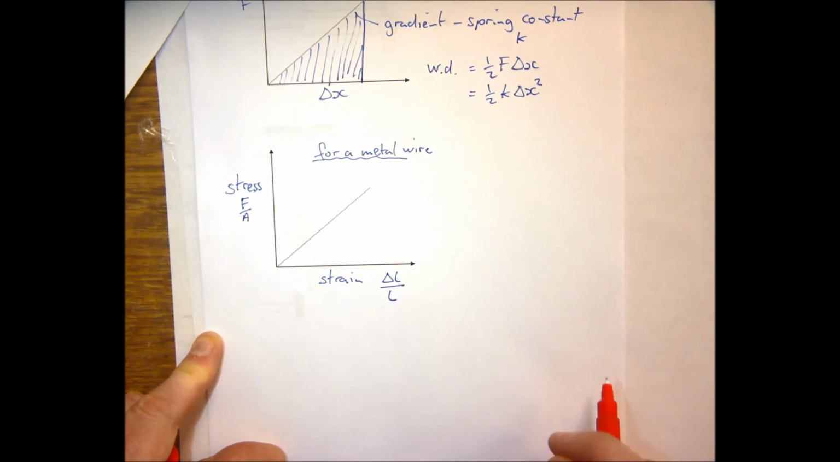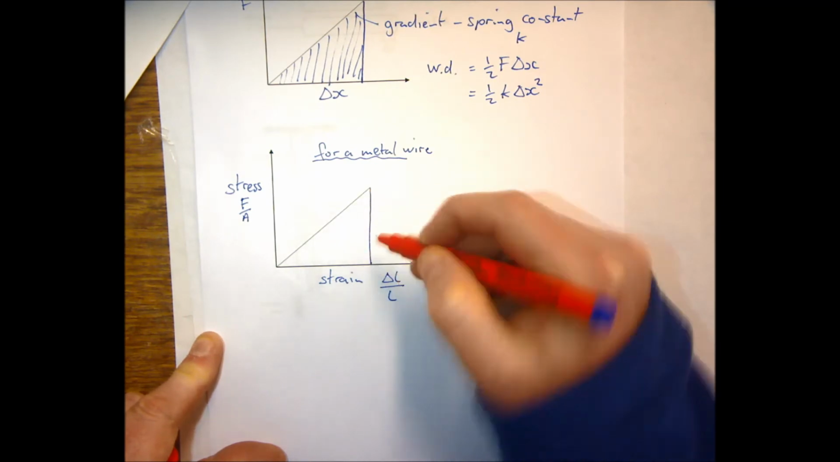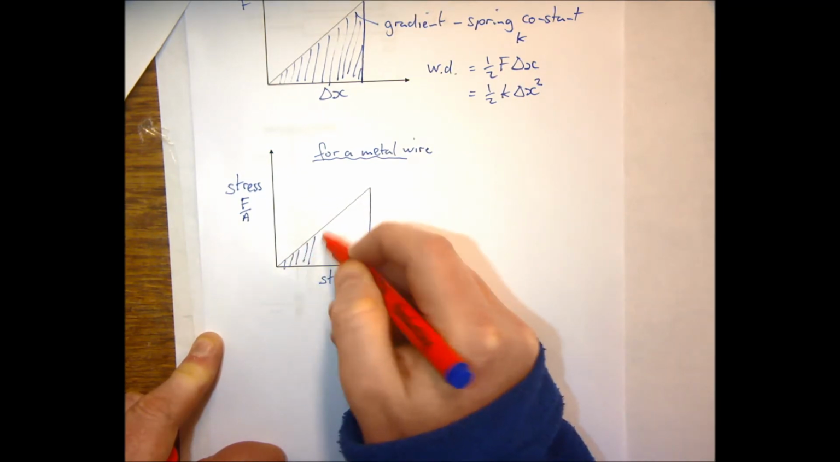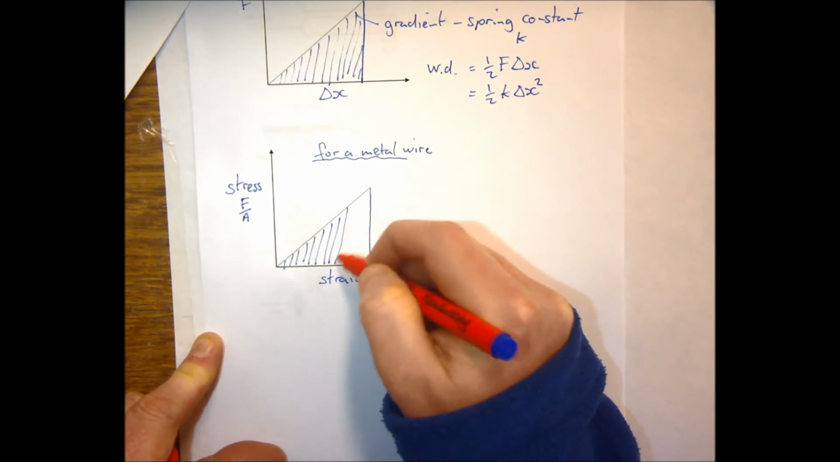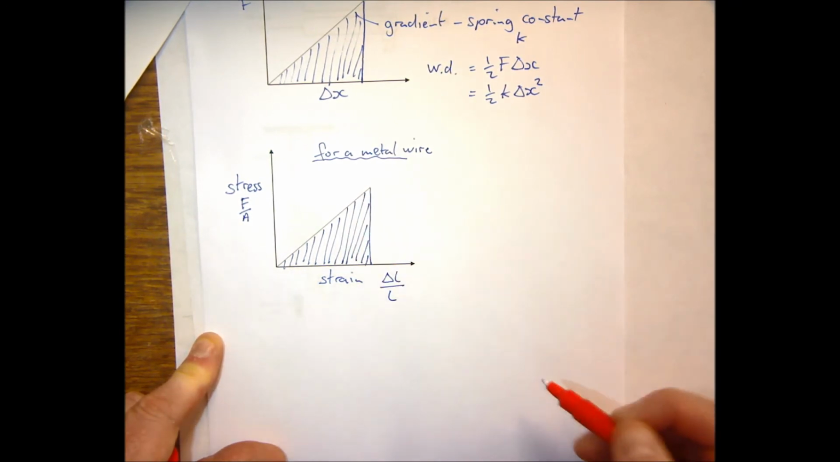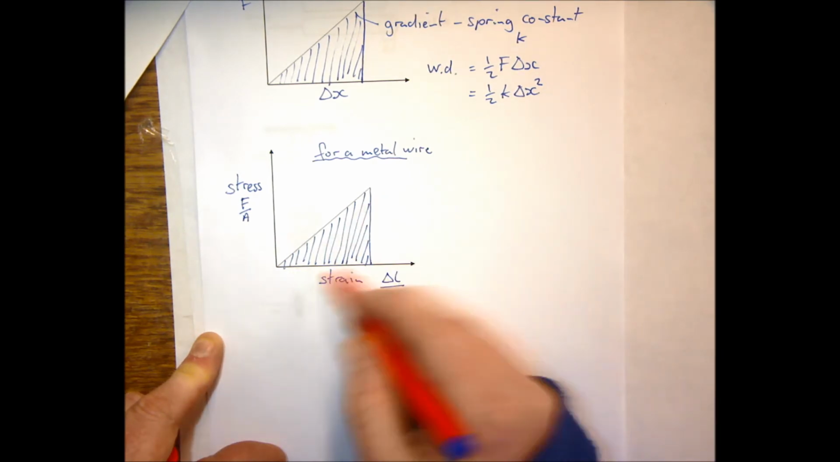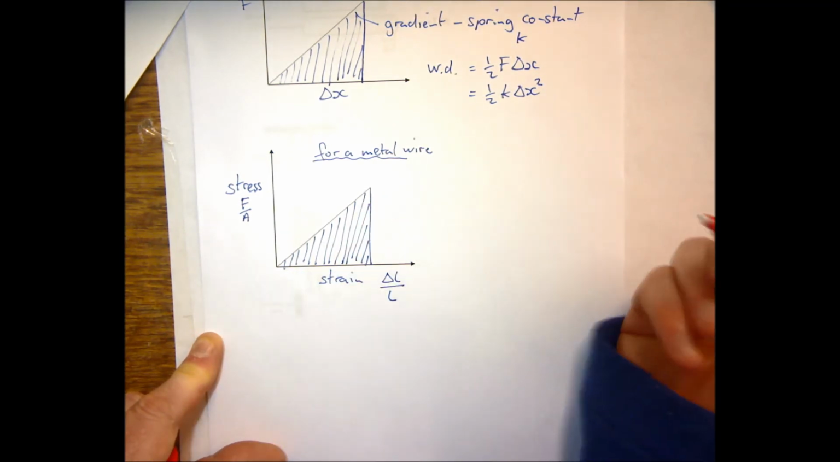But in this case, what does the area under the graph represent? So we saw that the area under the graph for the force against the extension is basically the work you do on the spring, so it's the energy stored in the spring. But in the case of stress and strain, what do we have? Okay, well, let's work out the area of this shaded area.